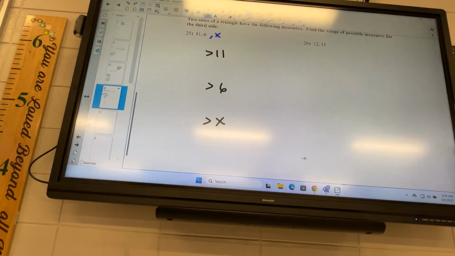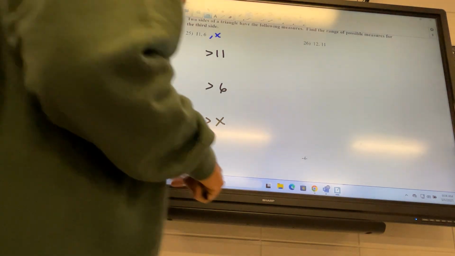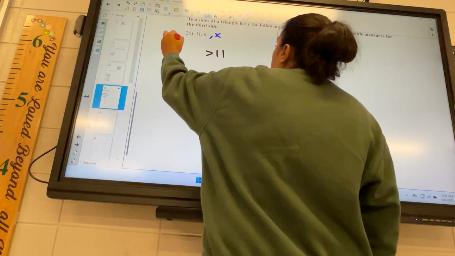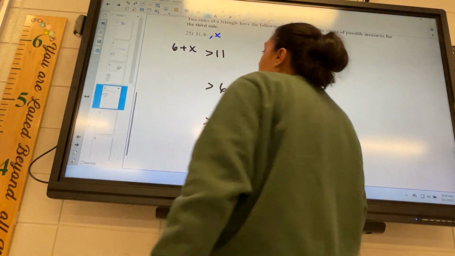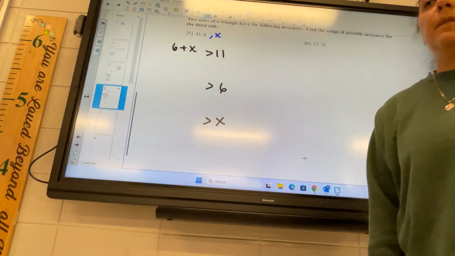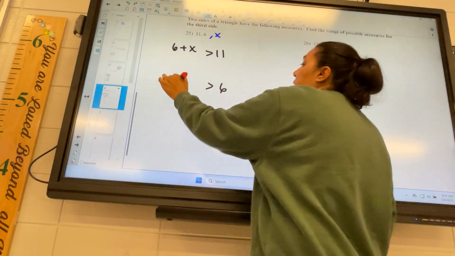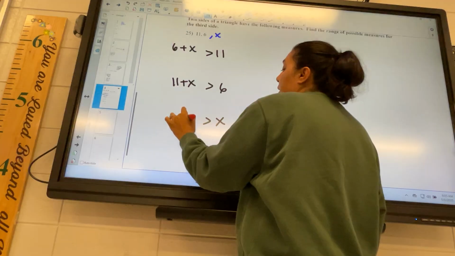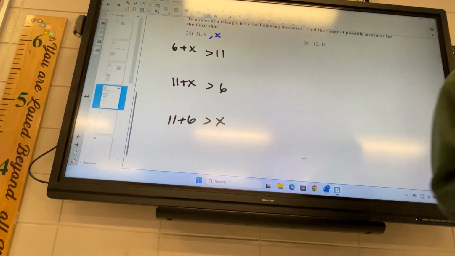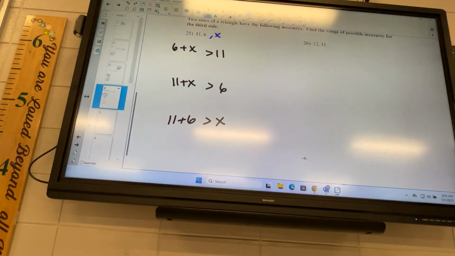This one you have to solve equations, okay? So for the 11, what 2 letters are going to go on the left side, or 2 things? For the 11. 6 plus X. 6 plus X. Okay, what about for the next one? 11 plus X. And the last one? 11 plus 6. Okay, again, I'm doing this one the long way, and we'll talk about the shortcut way in just a second.